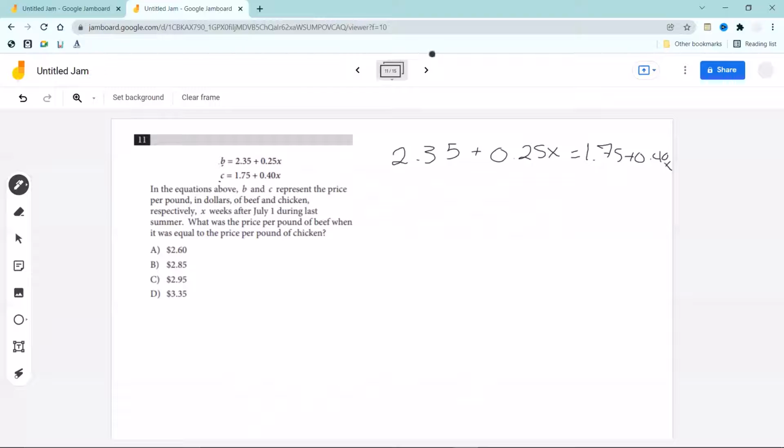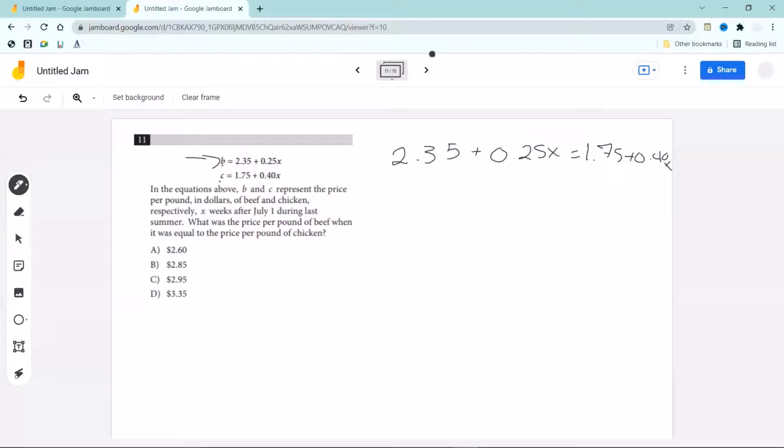Right, since we know that B is equal to C, then we can actually use this. We now have an equation where we can solve for x, right? And once we solve for x, then we can find the price per pound of beef. This is just telling us, okay, they're equal. Once we found x, we can evaluate what the price per pound of beef will be, right? So let's go ahead and solve this.